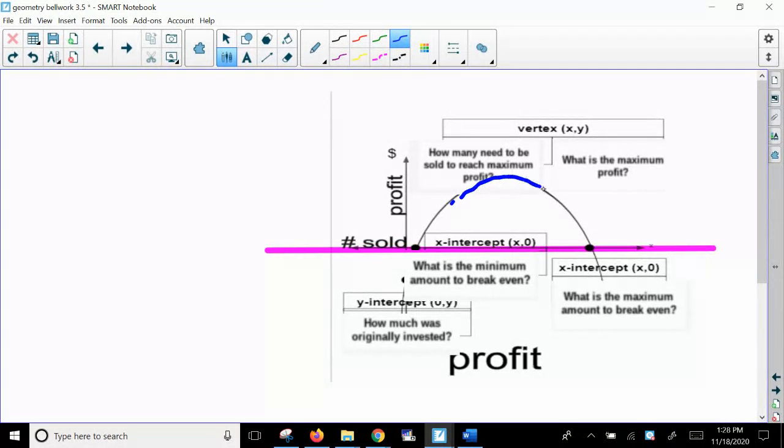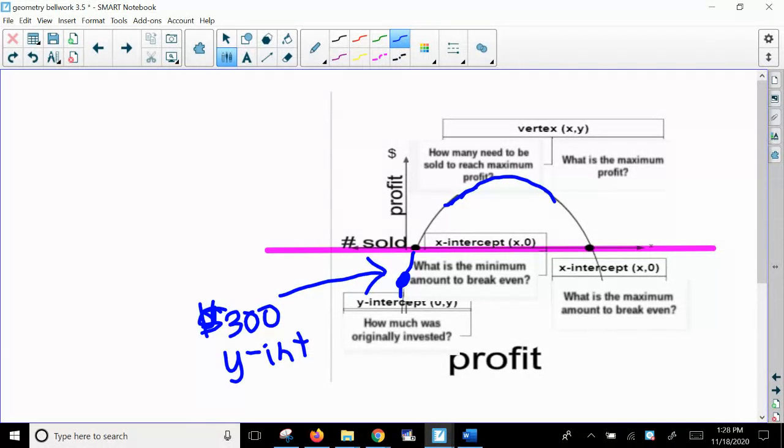Okay, so how about I do this? All right, so here's your y-intercept. Remember in my problem, I said that I went to the store and I spent $300 to buy groceries so that I could make my cakes. So this is my y-intercept, my $300, because that's how much money I invested in my business. So let's say I sold 25 cakes right here.